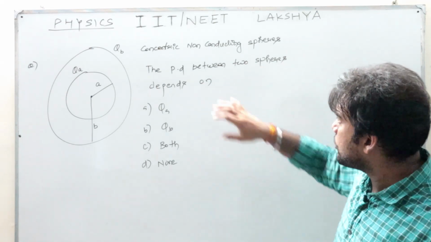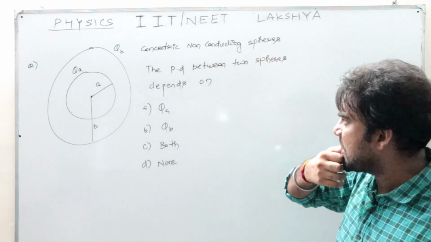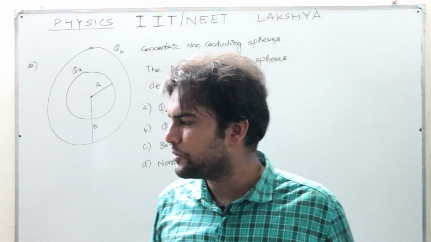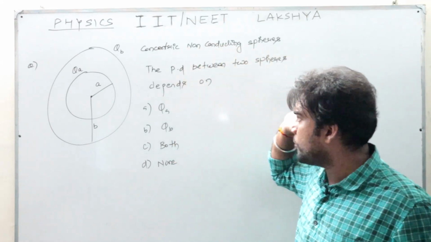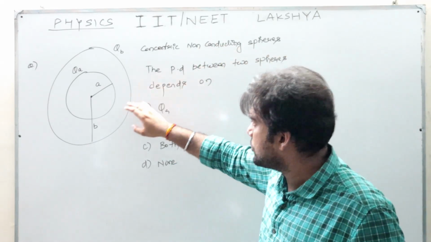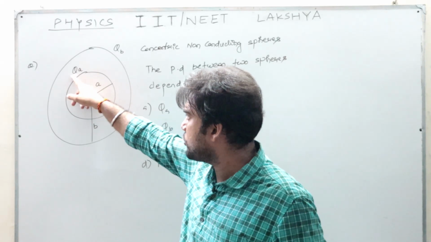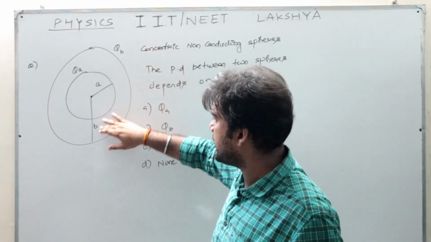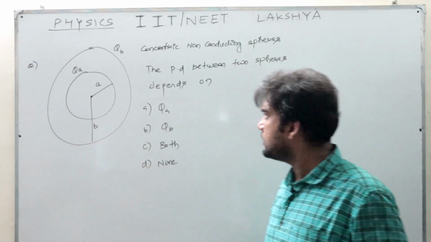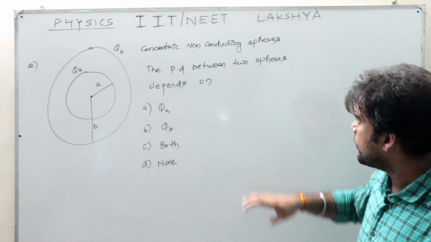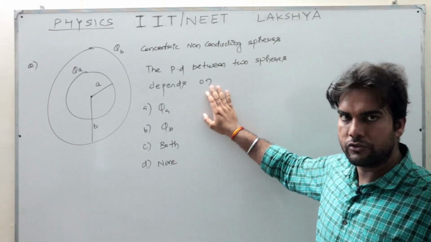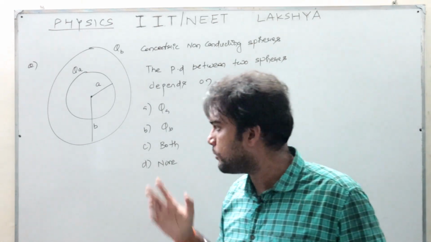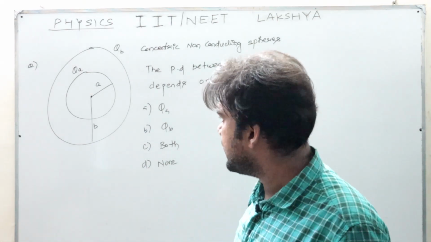Here it is given that concentric non-conducting spheres are there. Whether hollow conducting or hollow non-conducting, the story is the same, so we need not worry about anything. The charge distributed on sphere 1 is QA, radius is small a. The charge distributed on sphere 2 is QB and radius is small b. The question asked here is, the potential difference between two spheres depends on what? Obviously, we need to calculate the potential on both the spheres and the difference of that.